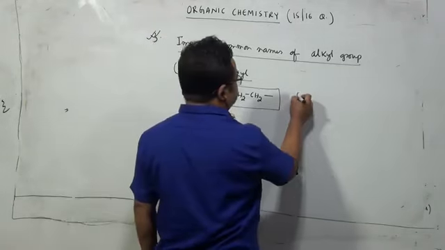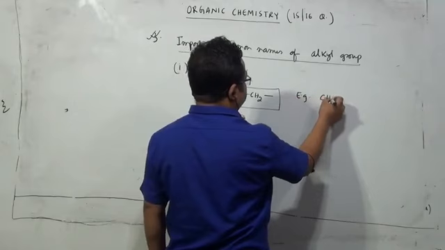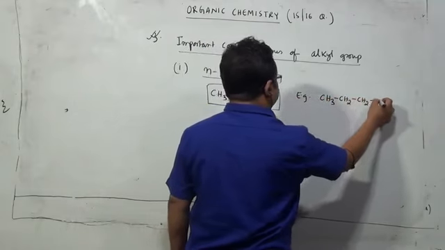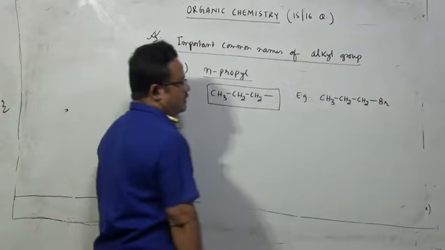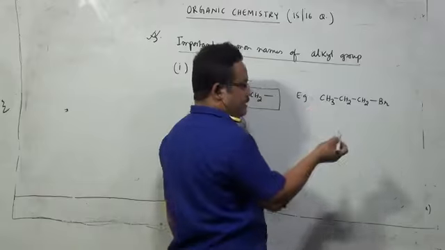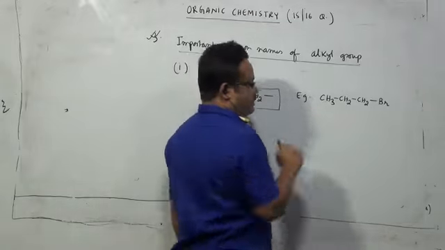For example, this is the example of B. So CH3, CH2, CH2, and then Br. This is called N-propyl bromide, the common name. The IUPAC name is 1-bromopropane.